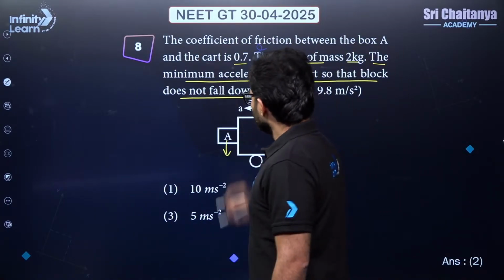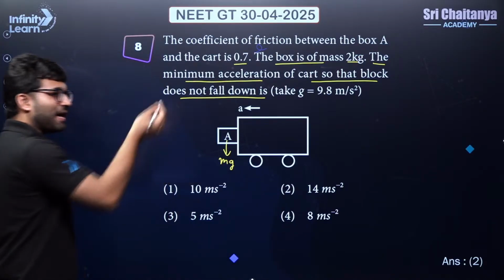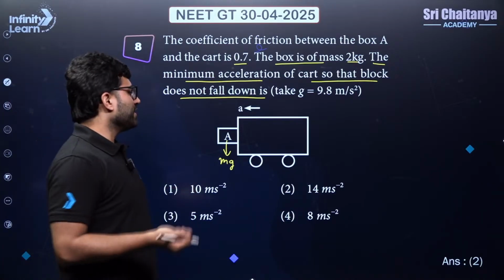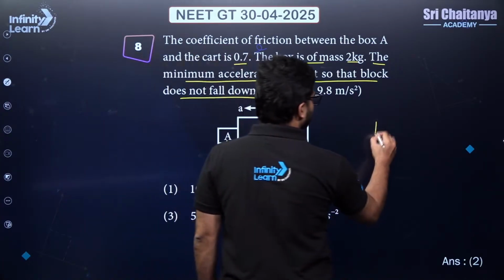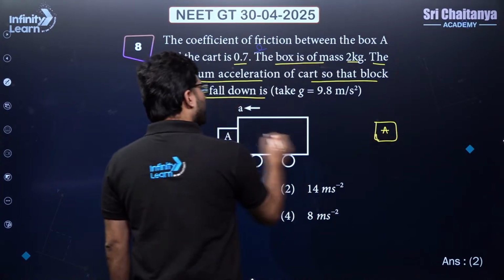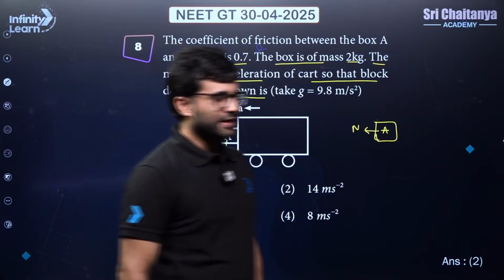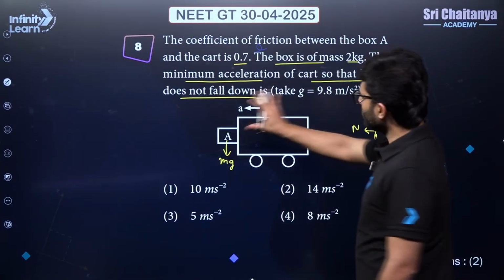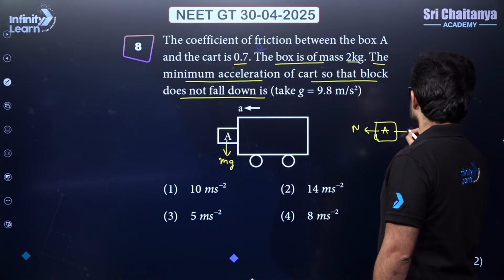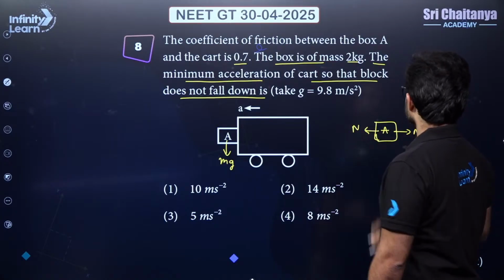There is a gravitational force which is acting. What is that gravitational force? m into g. But that is being balanced by the friction. That is why it is not falling down. So let us make the FBD of this particle A. To A, we have a normal reaction N, which is here. And since this whole setup is accelerating, I'll apply a pseudo force which is m into a.